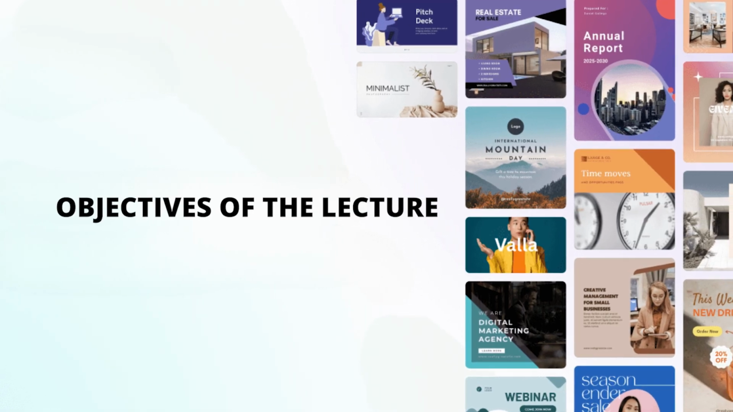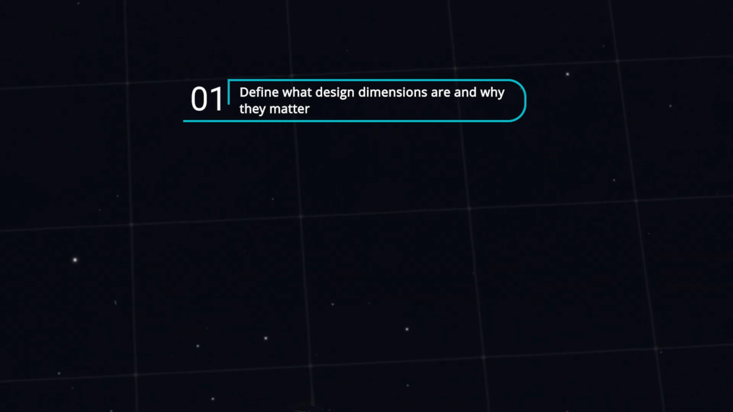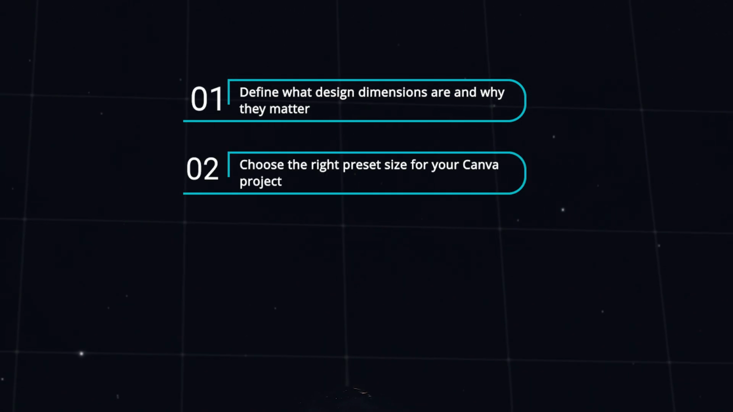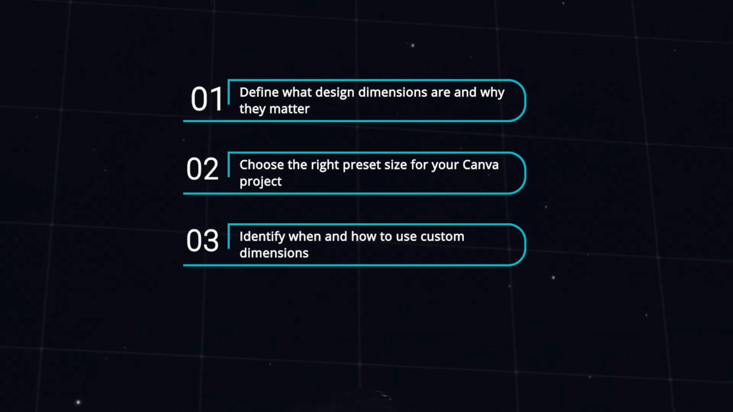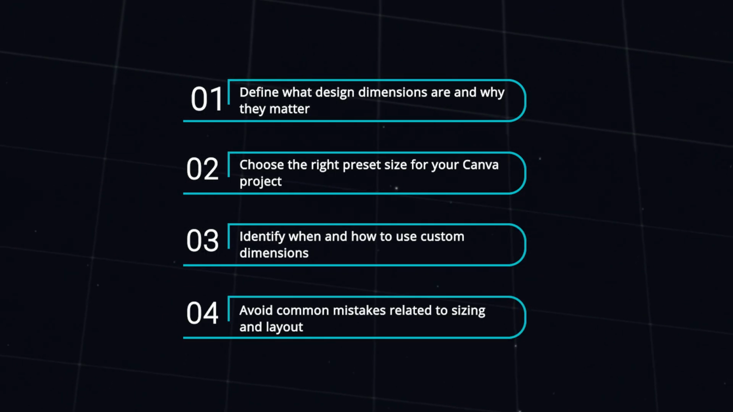Objectives of the lecture. By the end of this lecture, you will be able to define what design dimensions are and why they matter, choose the right preset size for your Canva project, identify when and how to use custom dimensions, and avoid common mistakes related to sizing and layout.